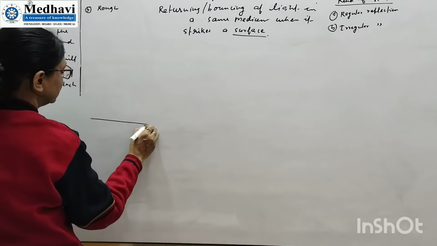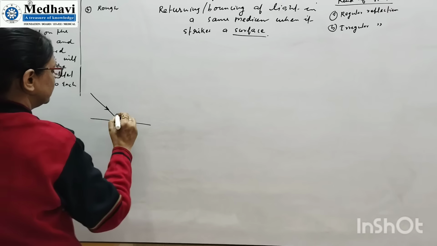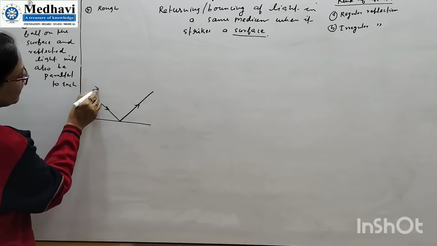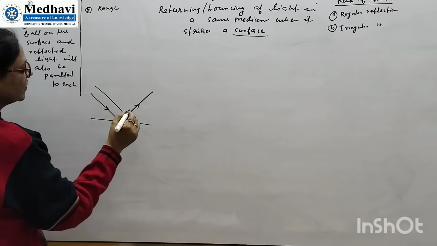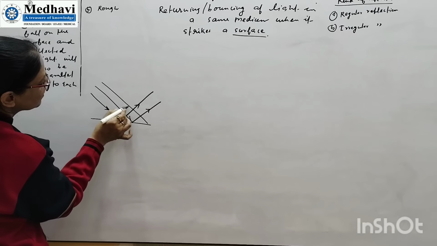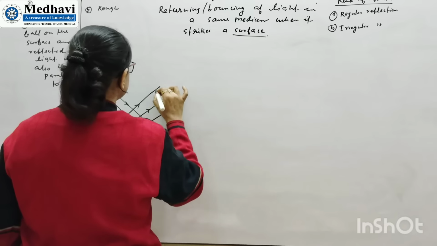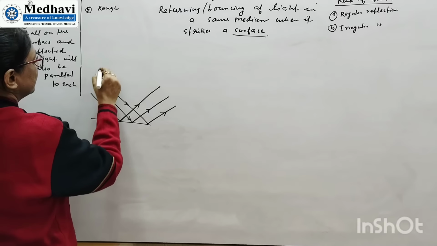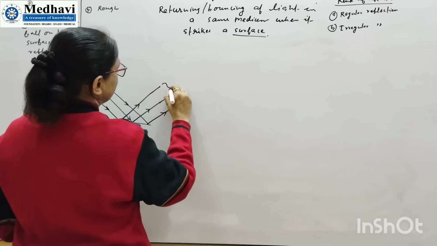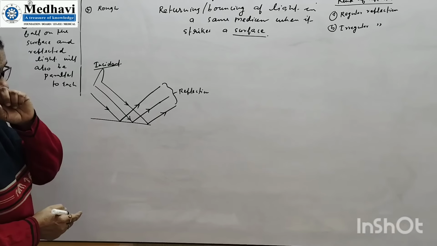Suppose this is a smooth surface. Suppose the light strikes here. After striking, it will bounce back. This is another ray. This will also bounce back. Another third ray is also bouncing back. So here these are the incident light, and these are the reflected light. Such a phenomenon takes place in regular reflection.